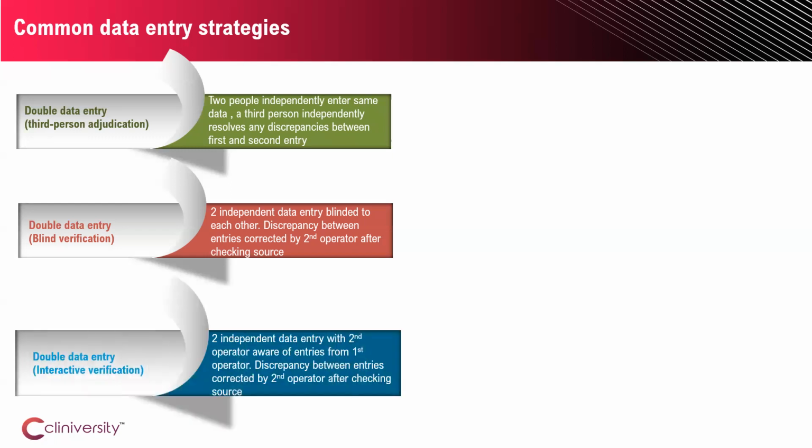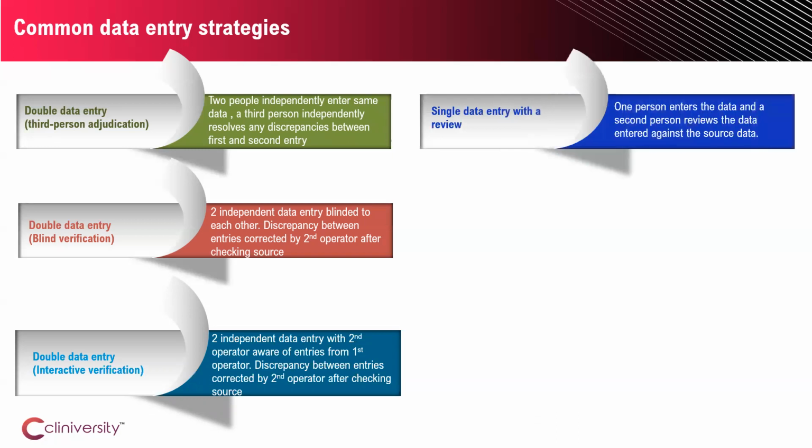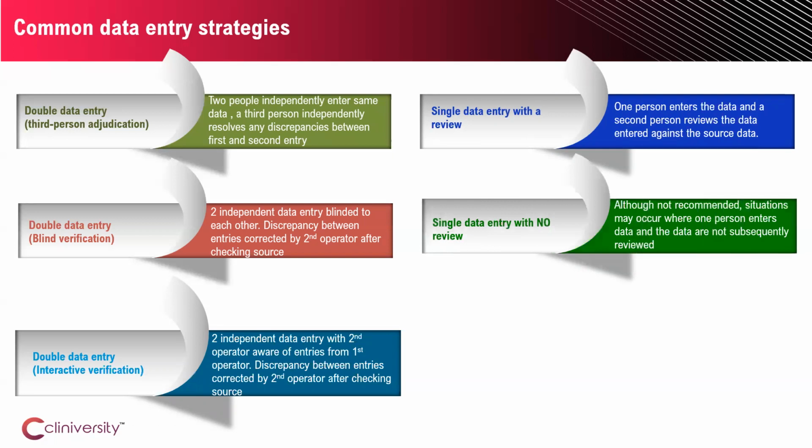In double data entry with an interactive verification, two people will independently enter the same data. The second data entry person will resolve the discrepancies between the first and the second entry. But here he will also be aware of what the first person is entering. He will not be blinded to the first person's entry value. Single data entry with a reviewer: one person enters the data and a second person will review the data against source. There could be another one which is not recommended, where only a single entry is done and the data is not reviewed. The data ideally will be reviewed subsequently by the data management team.